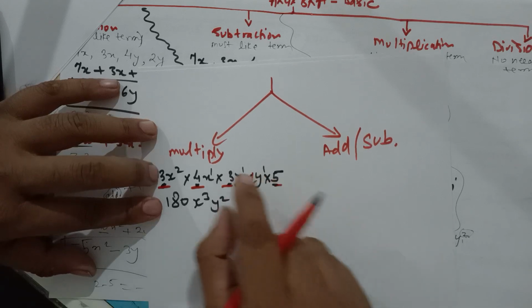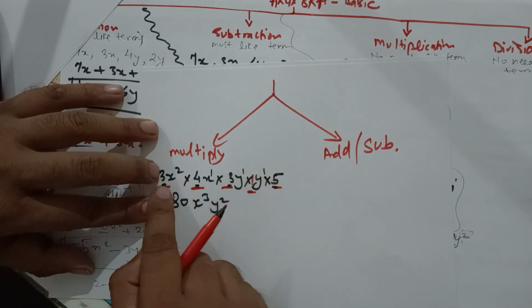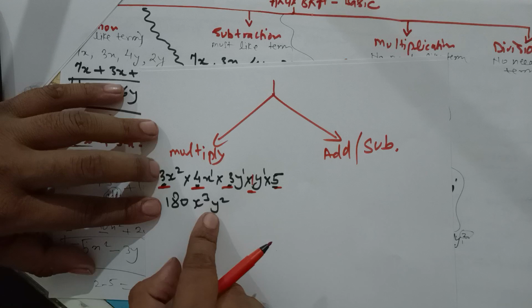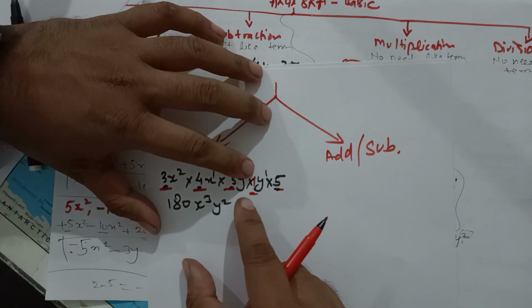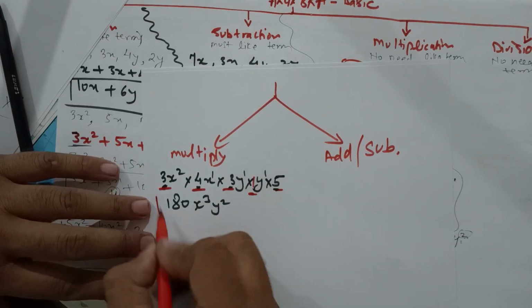Then the power of x and y. Here x is 2 and x is 1, total x is 3. Here y is 1, again y is 1, because if you see we don't see any number, it has 1, so 1 plus 1 is 2. So this is your final answer.